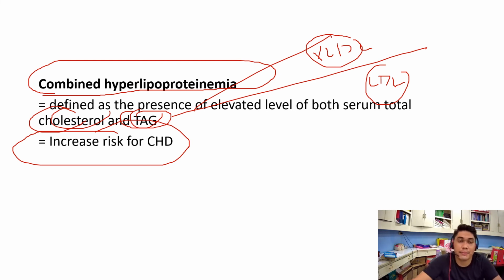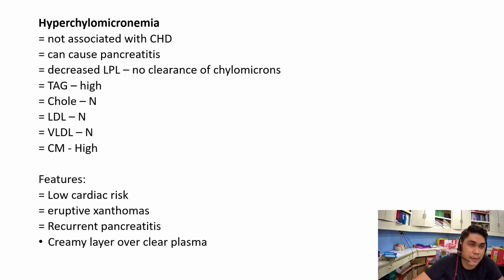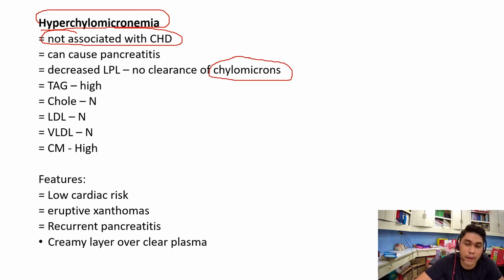Hyperlipidemia. Next is hyperchylomicronemia. So hyperchylomicronemia is not associated with coronary heart disease because in this particular lipid disorder, the lipoprotein that is elevated is only chylomicrons, and chylomicrons are not atherogenic. That's why it's not associated with CHD, but it can cause pancreatitis. So for pancreatitis, same as with mixed hyperlipoproteinemia, you have a continuous increase in TAG that can cause occlusion.